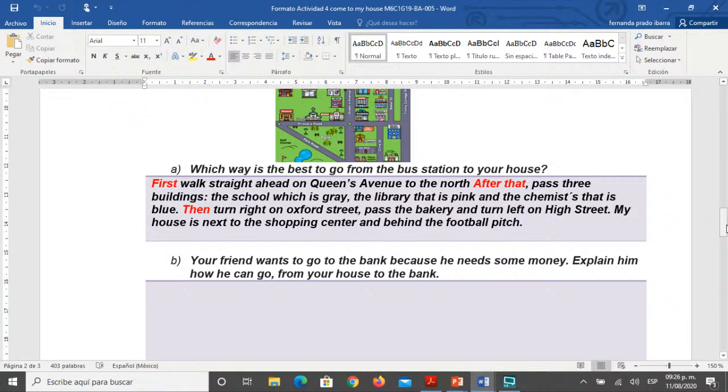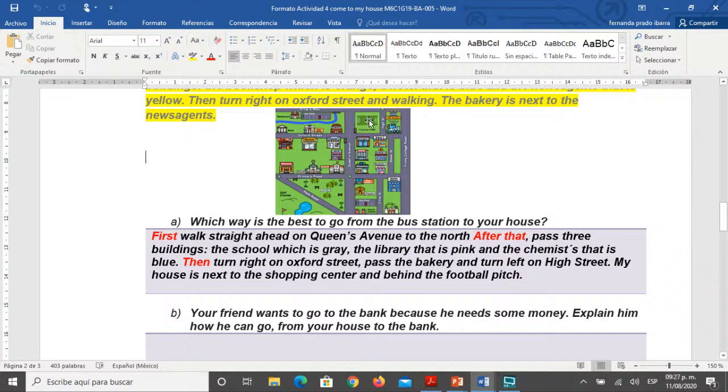First, walk straight ahead on Queens Avenue to the north. After that, pass 3 buildings. The school, which is gray, the library, that is pink, and the chemist, that is blue. Then, turn right on Oxford Street, pass the bakery, and turn left on High Street. My house is next to the shopping center. Here is my house. And behind the football pitch.